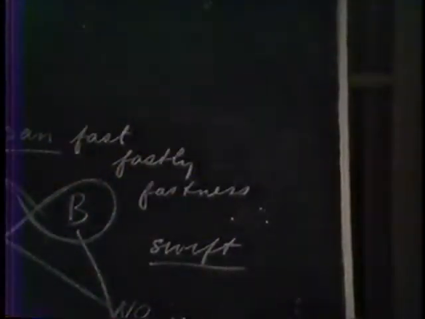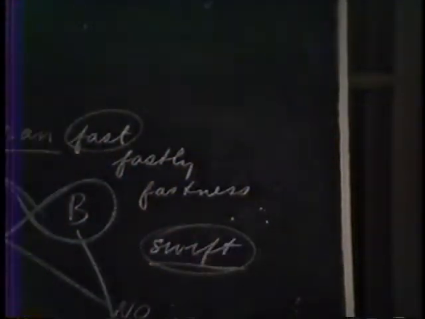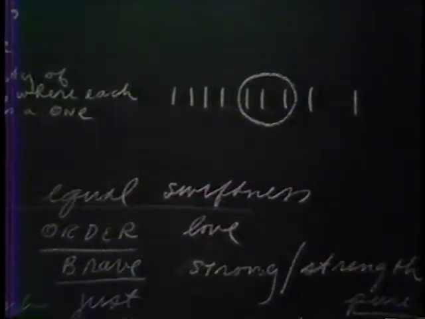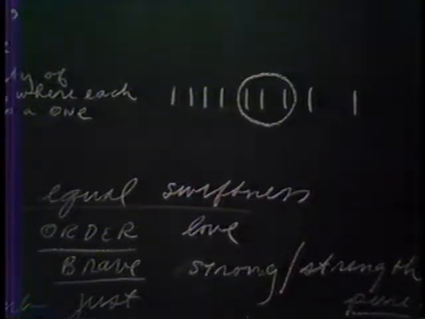What we need is Prodicus to find out the difference between swift and fast. Might be a rabbit. Okay, that's another word in this stack, isn't it? Yeah, that would fit. But that's not a relationship. That's a modifying relationship. Ran is the relationship. Swiftly modifies, tells how he ran.